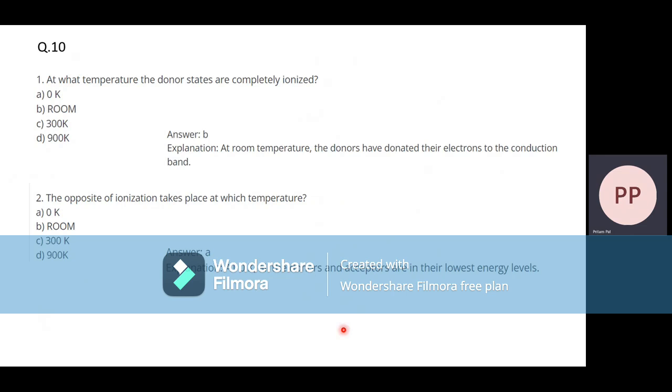And the second one is, the opposite of ionization takes place at what temperature? It's basically the ground state. Ionization means the excited state, right? We're exciting the electrons into a higher excited state. But if we don't want any ionization, that means that is the ground state.